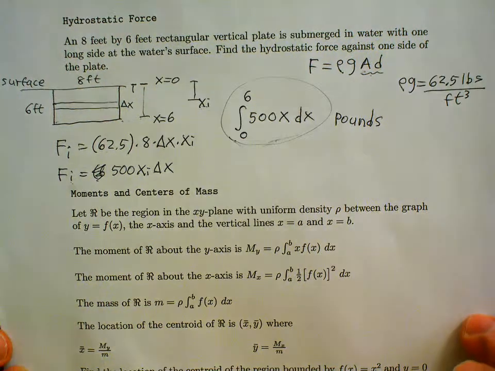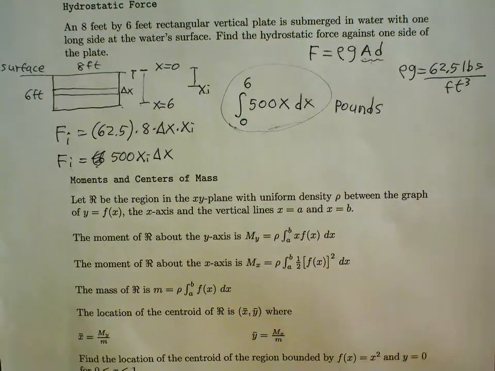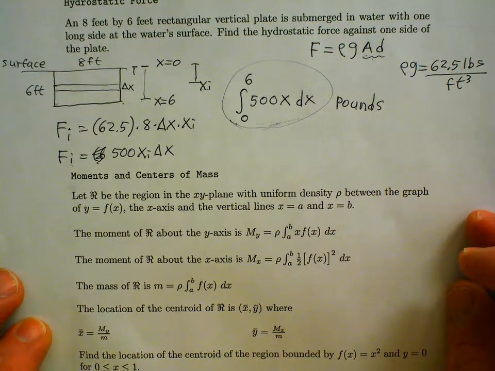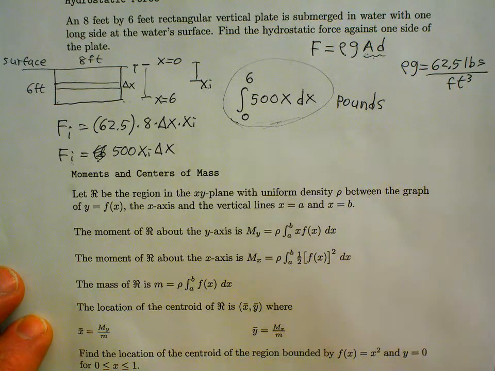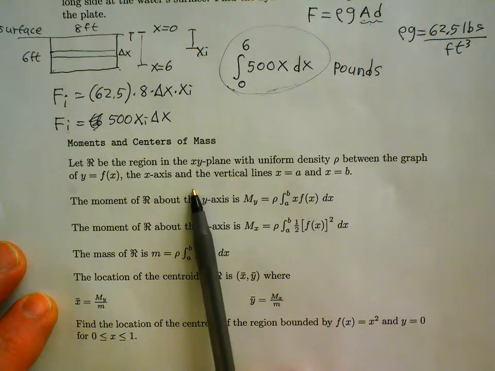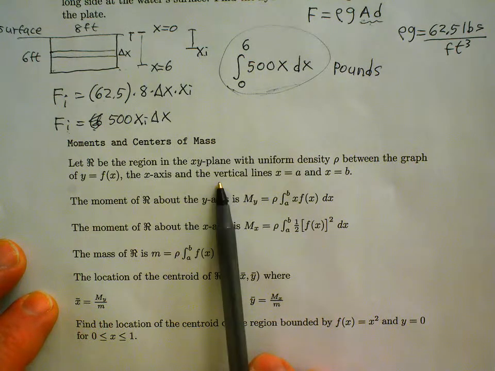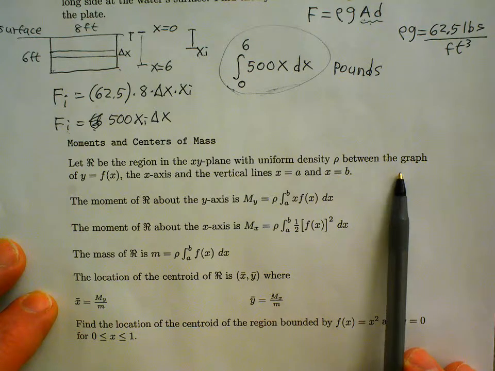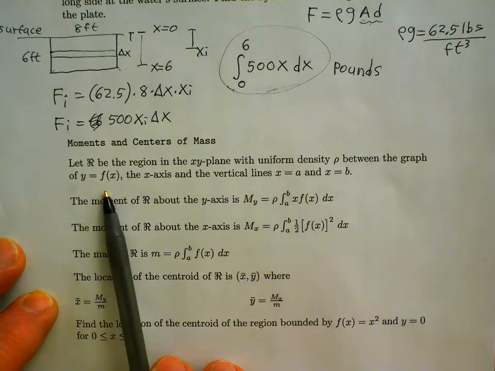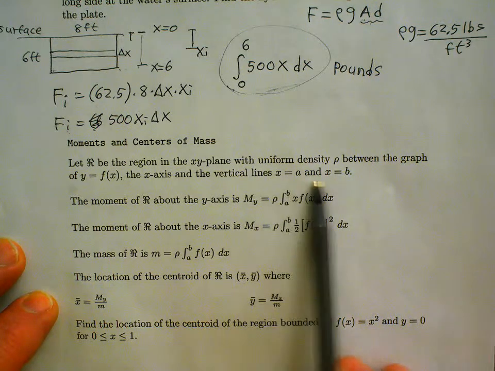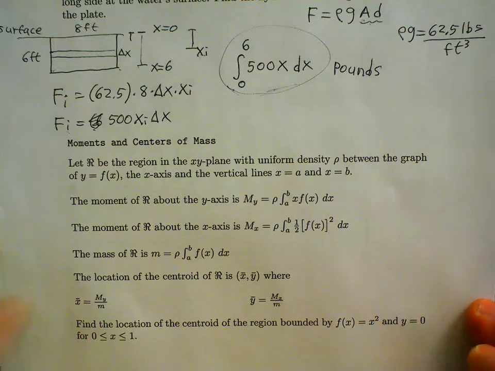Okay, another topic from chapter 8 has to do with moments and center of mass. So in this setting, let R be the region in the xy plane with uniform density rho between the graph y equals f of x, the x-axis, and the vertical lines x equals a and x equals b.